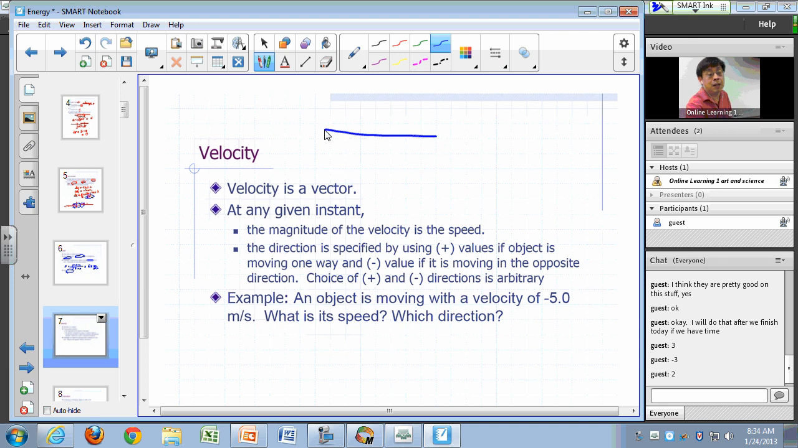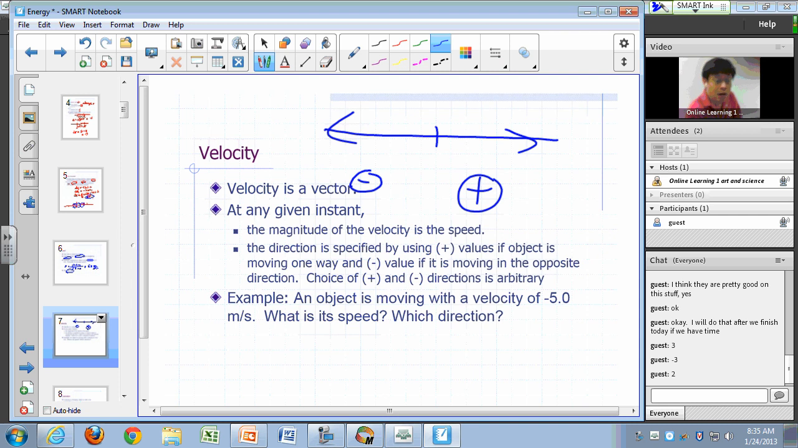Now for one-dimensional motion, it's just customary to say if you're moving one way, we're going to call that a positive velocity. If you're moving the other way, we're going to call that a negative velocity. And just like displacement, it's customary to say if you're moving to the right, it's positive. You're moving to the left, it's negative velocity. Or if you're moving upwards, we can call it positive velocity. If you're moving downwards, you can call it negative. But again, that's arbitrary.